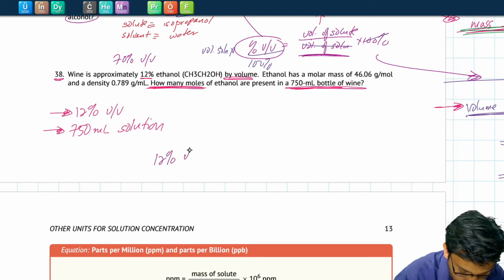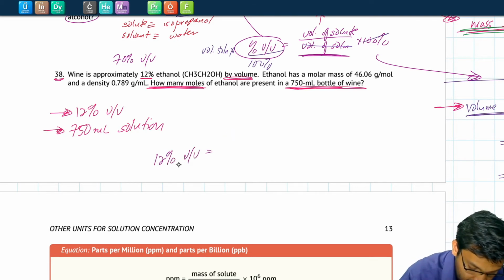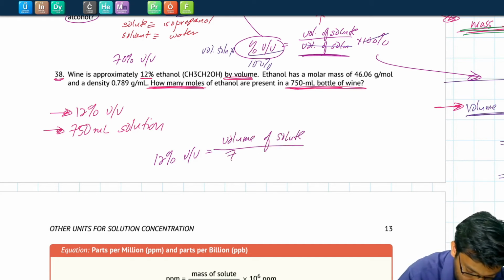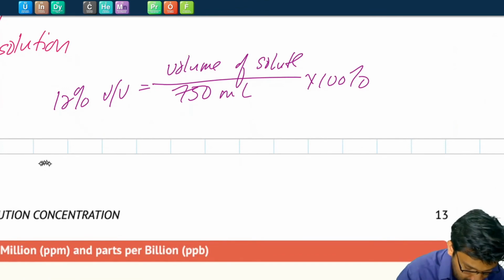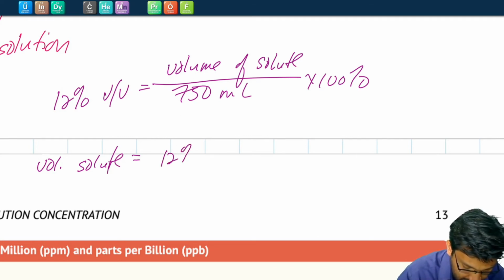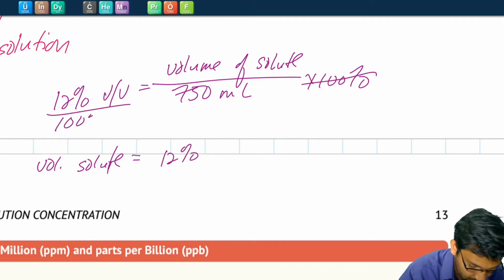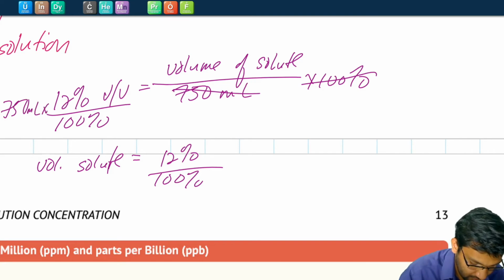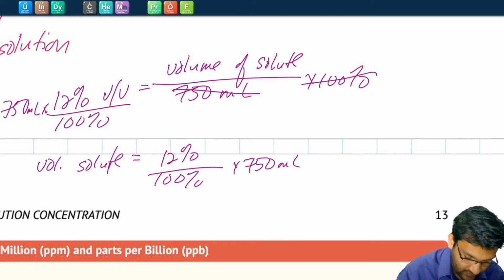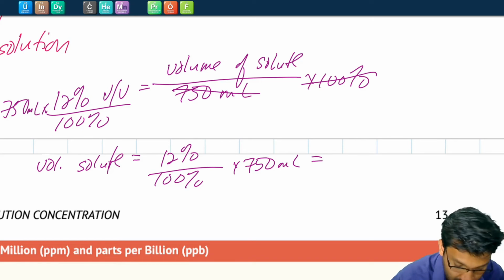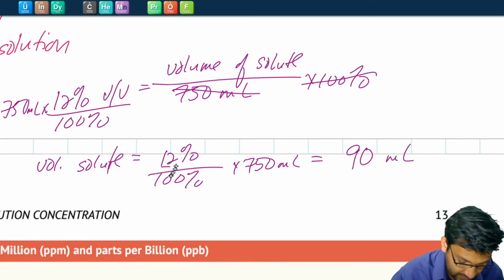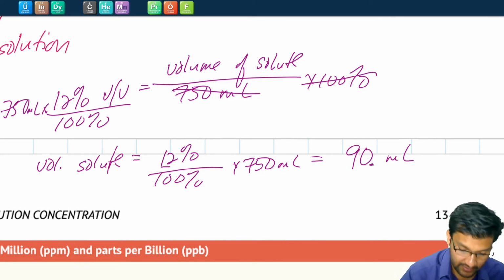So 12% volume over volume should be equal to the volume of solute over the volume of solution, which is 750 mL, times 100%. So let's solve for the volume of the solute. The volume of solute is equal to 12% divided by 100%, right? Multiply by 750 milliliters. Plug all of those into your calculator and you get 90 milliliters, 2 sig figs.